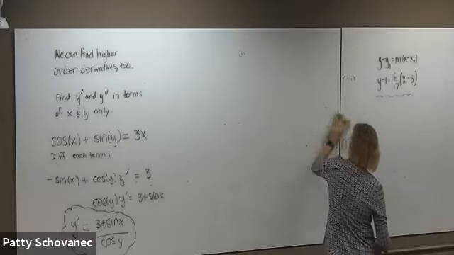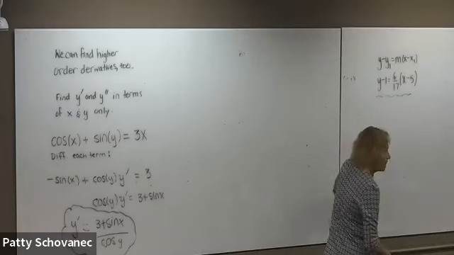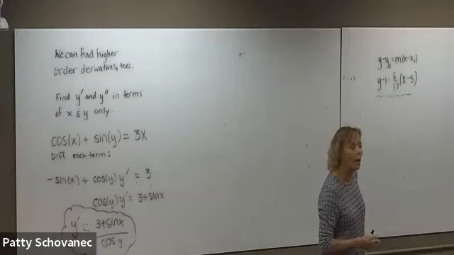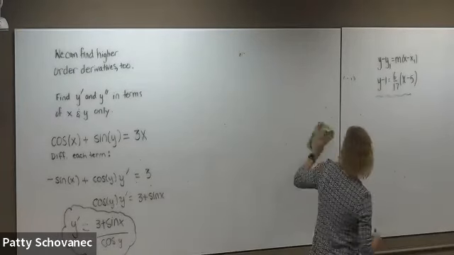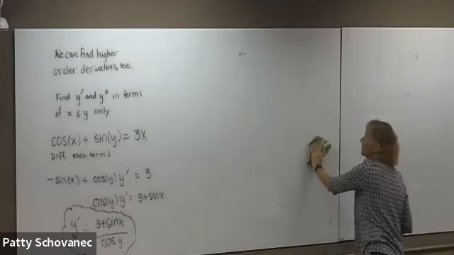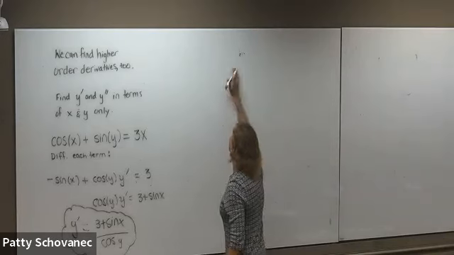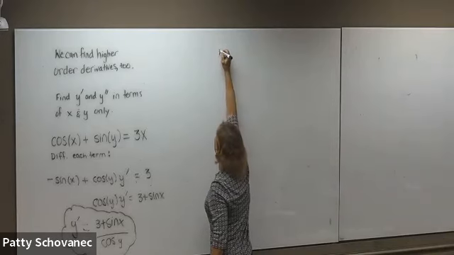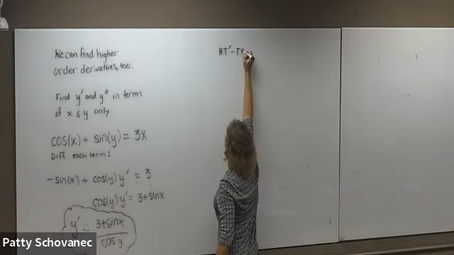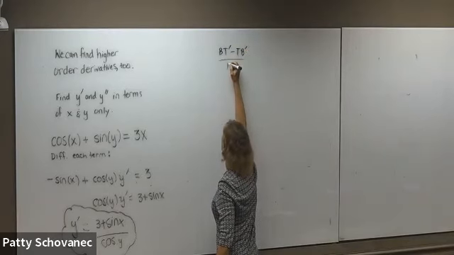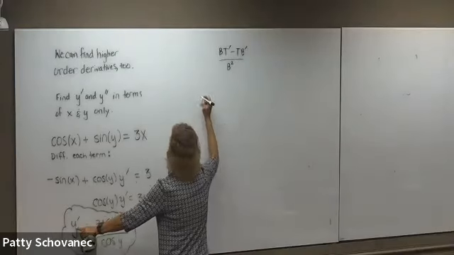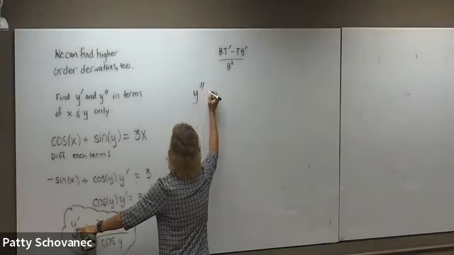When we use the quotient rule, we're going to get an expression on the right-hand side that has x, y, and y prime in it. So we'll have to put an additional step to get rid of the y prime. So we're going to do the quotient rule. Bottom times the derivative of the top minus the top times the derivative of the bottom over the bottom squared. So the derivative over here is where the y double prime comes from.